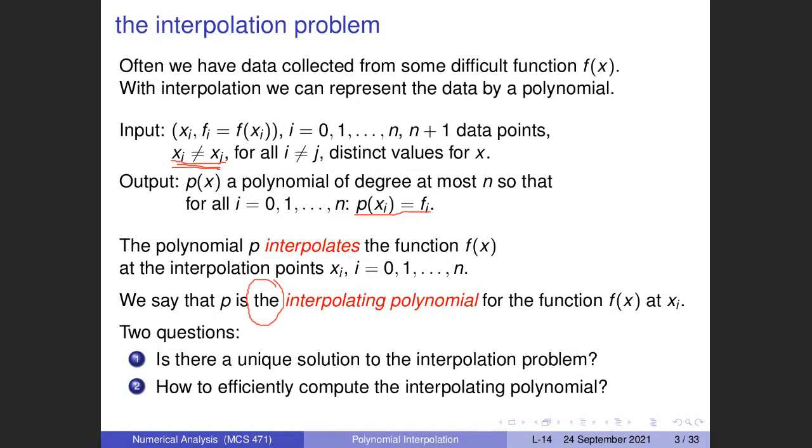So we will show that the interpolation problem, if it is well defined, meaning that all the data points are distinct from each other, has a unique solution. So we can talk about the interpolating polynomial. The first part of this lecture is mainly concerned with demonstrating the uniqueness and the well-definedness of this interpolation problem.